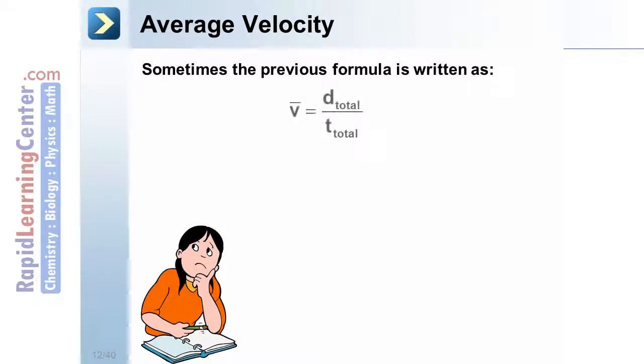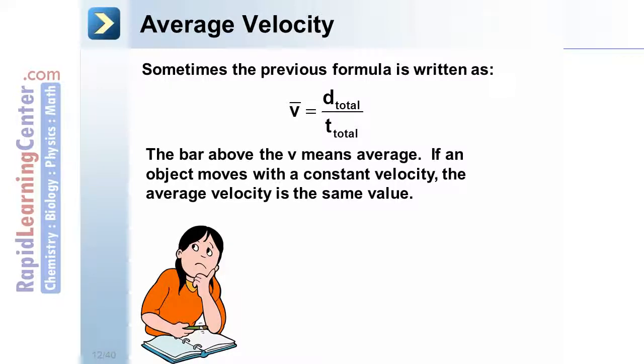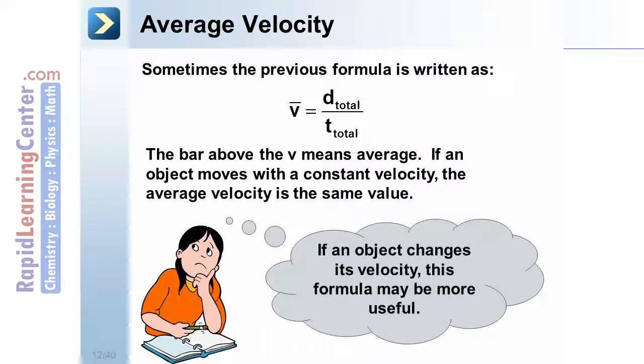Sometimes the previous formula is written as v bar equals total distance divided by total time. The bar above the v means average. If an object moves with a constant velocity, the average velocity is the same value. So, if an object changes its velocity, this formula may be more useful.